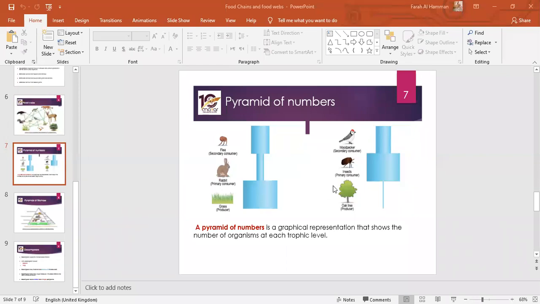Each woodpecker will need about 10 to 15 insects in order to feel full. So the number of woodpeckers will be less than the number of insects. If I want to construct a block that will represent the number of woodpeckers, I must draw it smaller than the block that represents the number of insects.